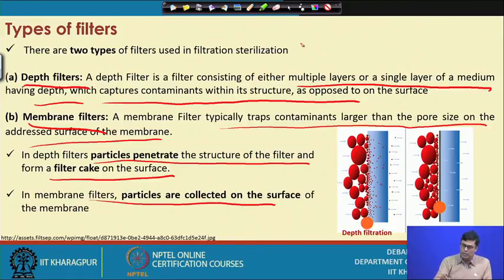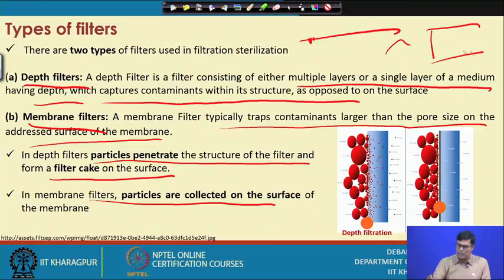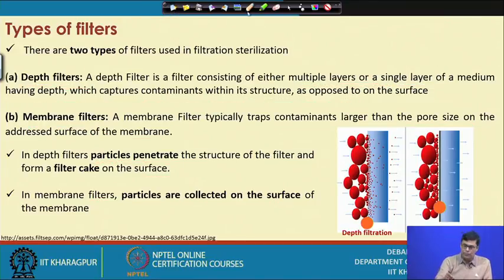So, in the membrane we have a particular cut-off size: if the particle size is more than that, it cannot penetrate. But in the case of this depth filter, it is very thick. In between we have fibers, and this also depends on the pore size and the depth that we have.